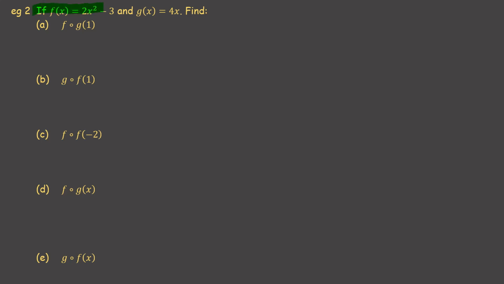If f of x is 2x squared take away 3 and g of x is 4x, we want to find the following. And the first thing is f of g of 1. So we know that g is being done first, and then the f will be done afterwards, and the value in the domain there is 1. So put that into g.